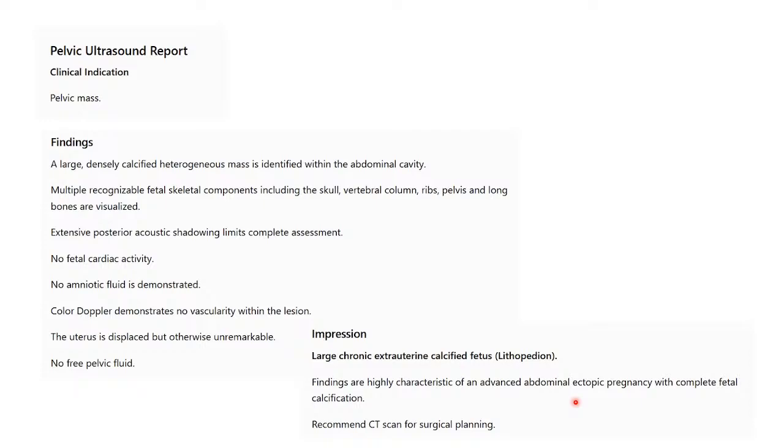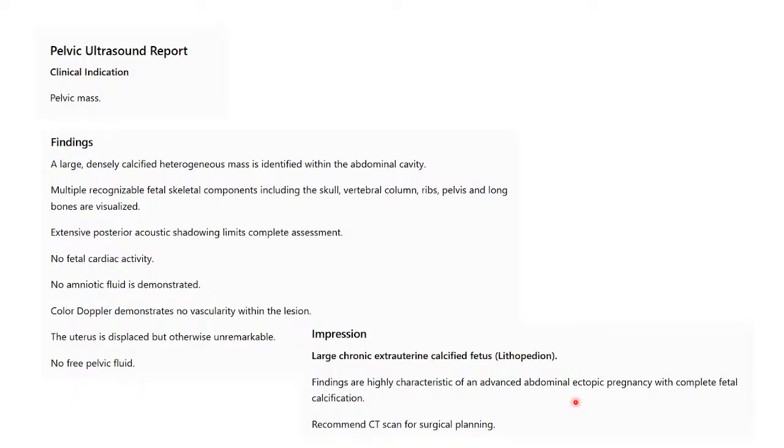So what are the learning points in this case? The take-home. Lithopedion is extremely rare, with an estimated incidence of around 0.0054% of all pregnancies. It results from abdominal ectopic pregnancy where the fetus dies after the first trimester and is not fully absorbed. The body deposits calcium around the fetus to protect against infection. You see how the body has a self-preservation method. The baby is a foreign body, so it causes inflammation around the surrounding tissues.